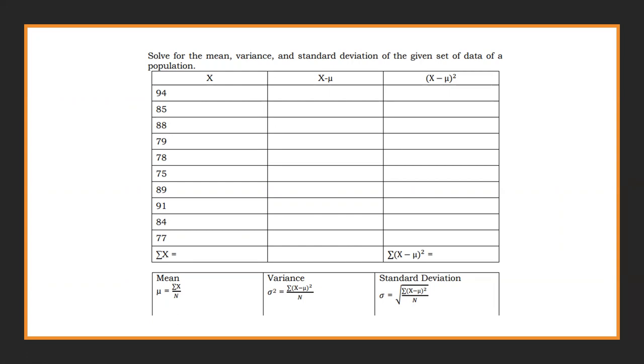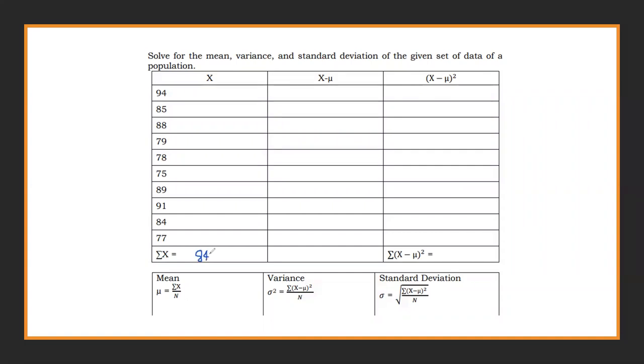Okay po. So for example, we have our data from our population, which is 94, 85, 88, 79, 78, 75, 89, 91, 84, and 77. We have to find the mean. So ibig sabihin, we have to add the following, which is 94 plus 85 plus 88 plus 79 plus 78 plus 75 plus 89 plus 91 plus 84 plus 77. Ang nakuha po natin ay 840. So in here, we have to write the total, which is 840.